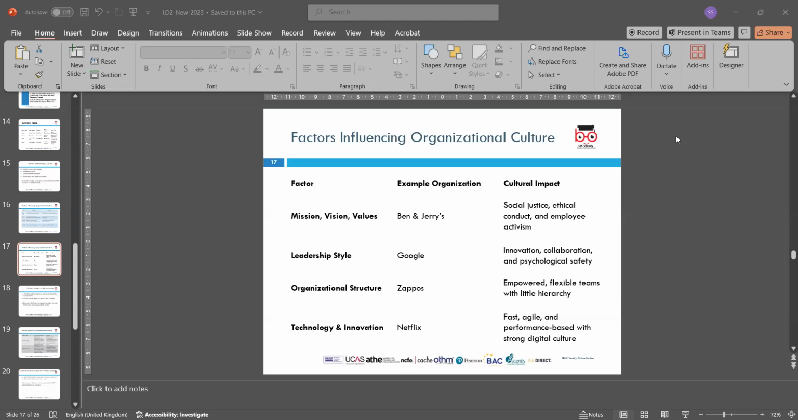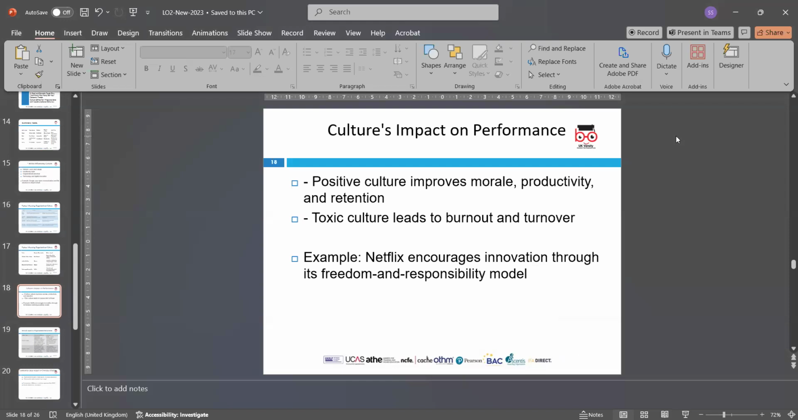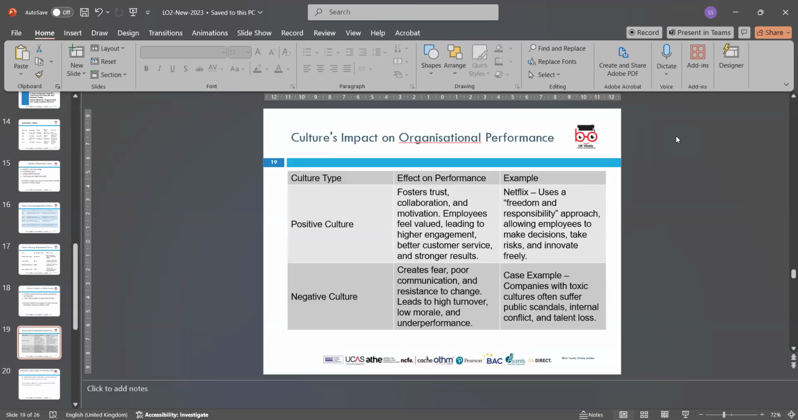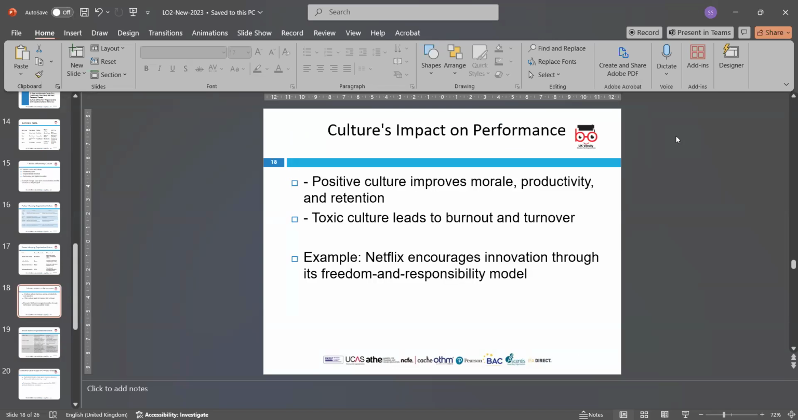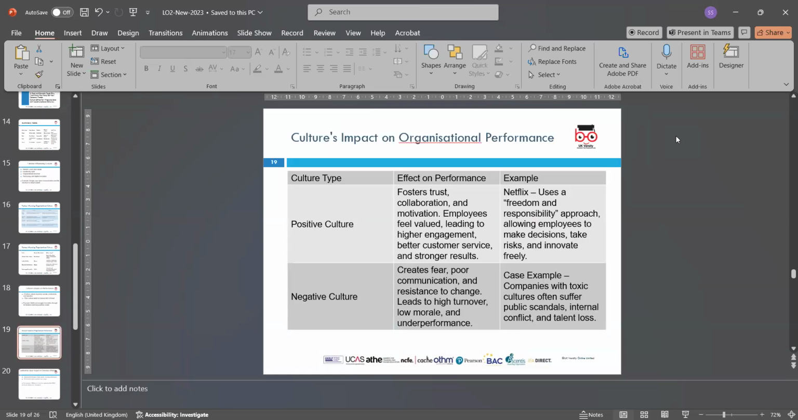In an organization, there could be a good culture, there could be a bad culture, and it impacts the performance and productivity of the employees, and then ultimately of the organization also. So there are positive cultures and negative cultures. If we take a positive culture example, Netflix encourages innovation through its freedom and responsibility model. So in general, culture plays a crucial role in shaping organization performance and employee performance.